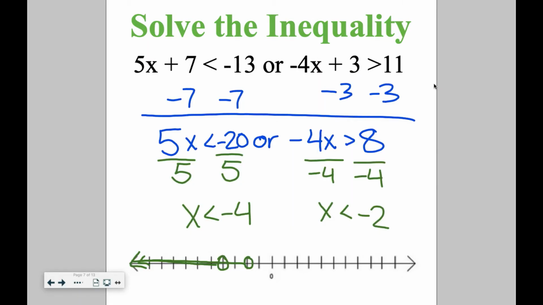So after you solve using those SAD-MEP steps, you end up with x is less than negative 4, and x is less than negative 2, making sure that you flip that symbol when you divide by the negative, giving you the graph down here with both open circles and both going to the left.